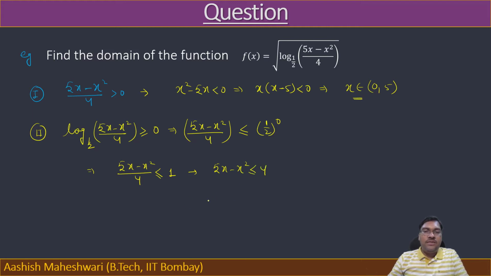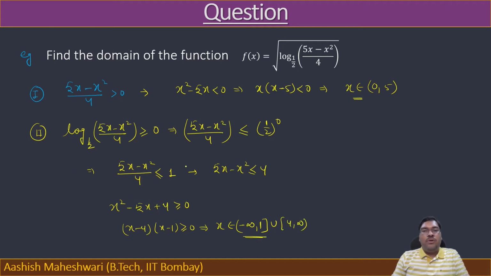So now if I arrange this, this is x square minus 5x plus 4 greater than or equal to 0, just taking all the terms on this side, which is (x minus 4)(x minus 1) greater than or equal to 0. So if I just write the solution of this, this is minus infinity to 1 closed union 4 to infinity, right? So all these inequalities basically can be solved by using wavy curve. So if you are not comfortable with wavy curve, you have to go through those concepts also.